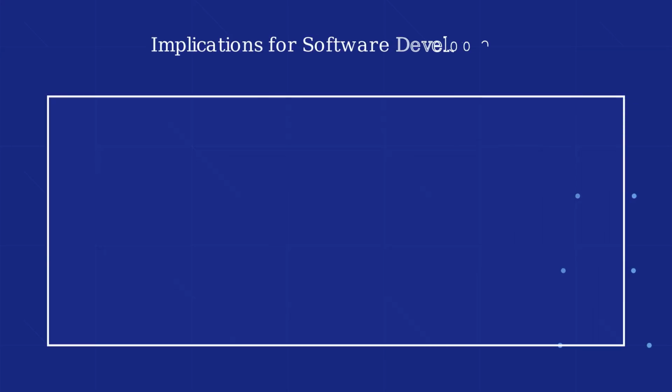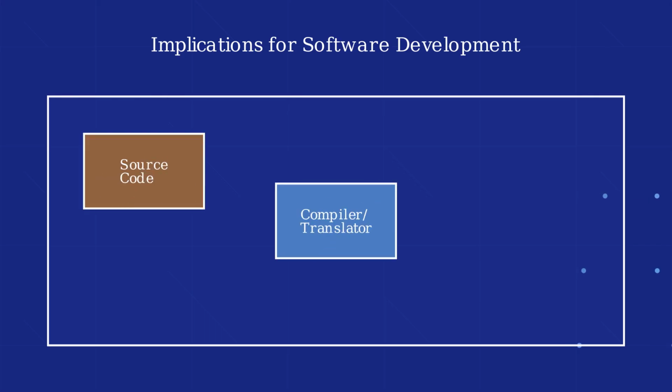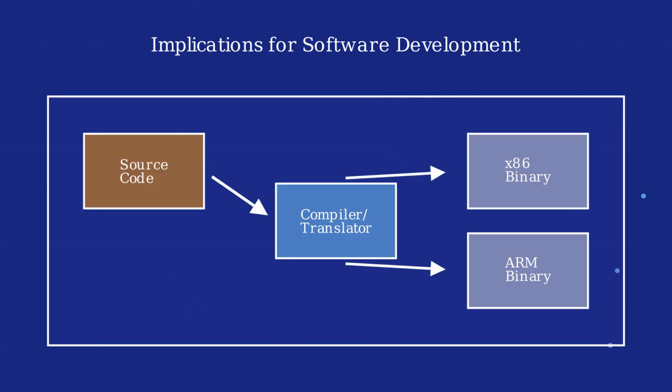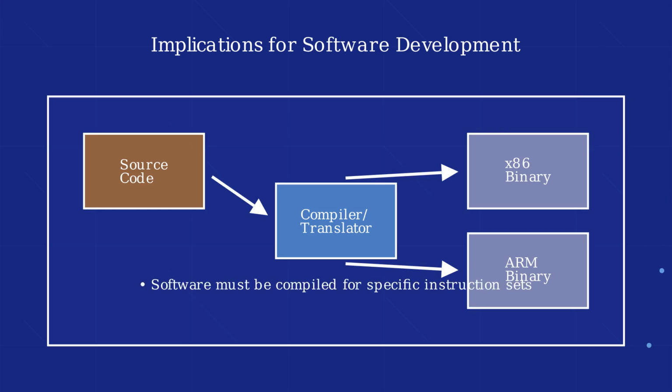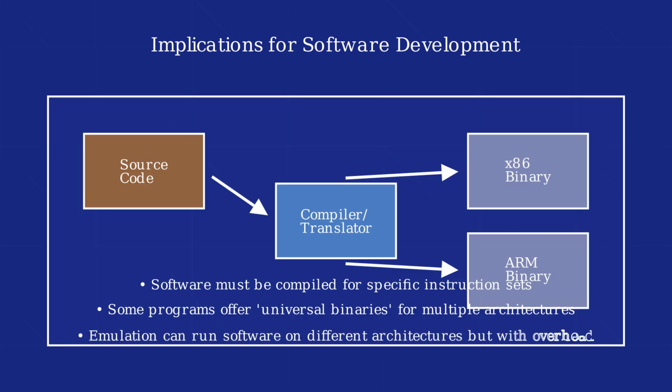Different instruction sets have significant implications for software development. Software written in high-level languages must be compiled or translated into the specific instruction set of the target CPU. This means the same source code needs to be compiled separately for x86 and ARM processors. Software must be compiled specifically for each instruction set architecture it will run on. Some applications are distributed as universal binaries, containing code for multiple architectures. Emulation can allow software compiled for one architecture to run on another, but with a performance penalty.